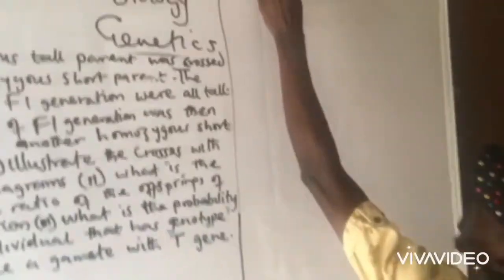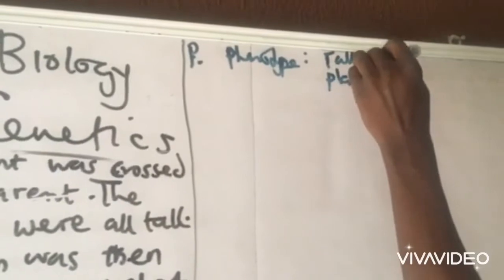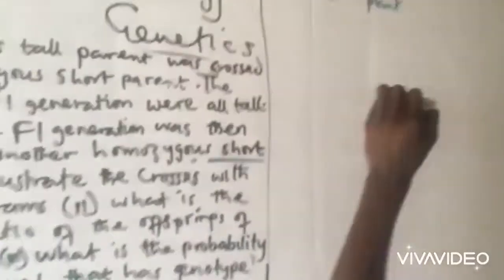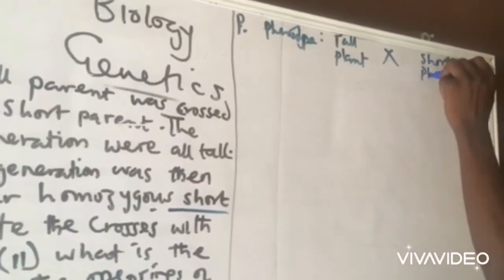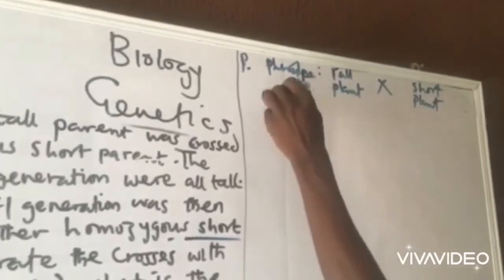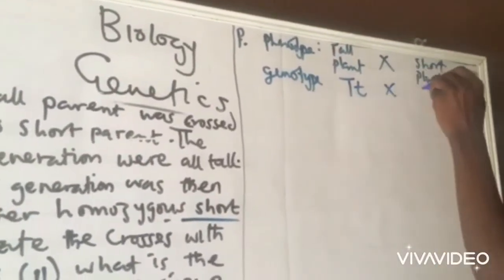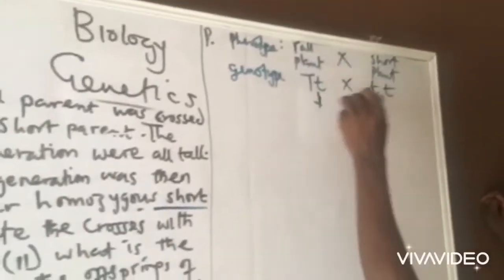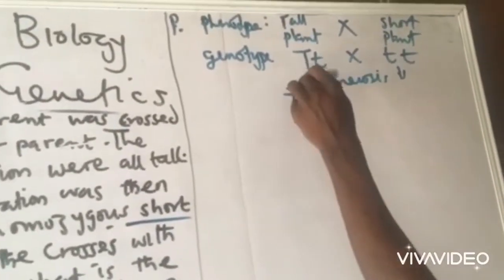So the phenotype of the offspring of F1 is tall plant. That is a heterozygous tall with another homozygous short plant. So we have the genotype as heterozygous tall and short plant. So we have meiosis, which will lead to the formation of gamete.